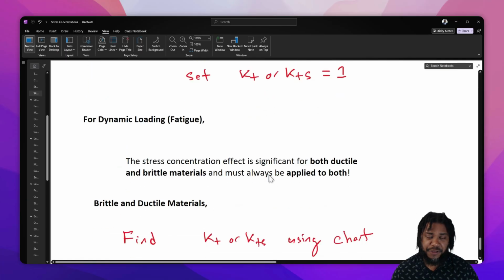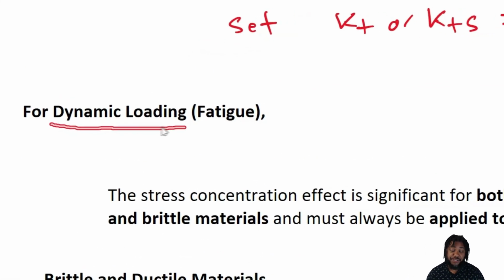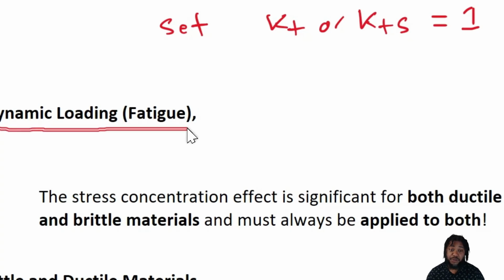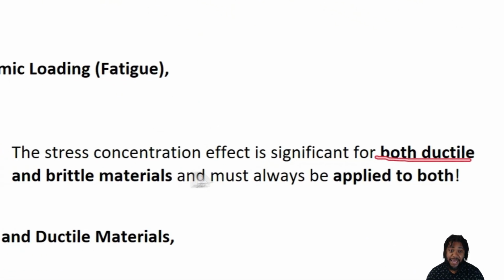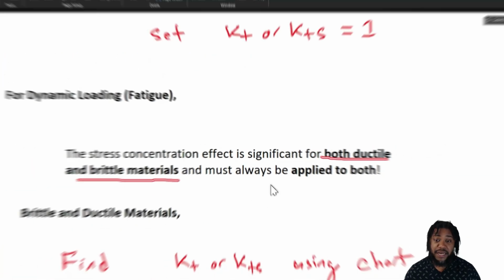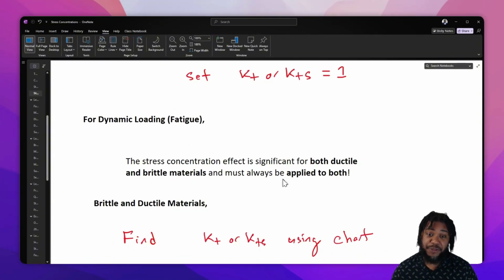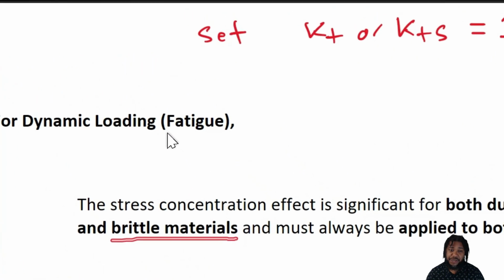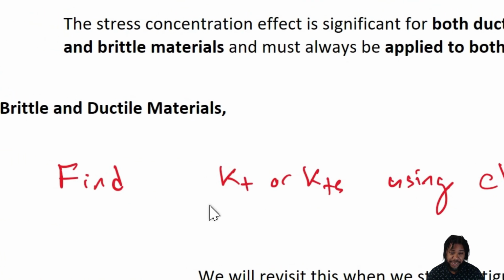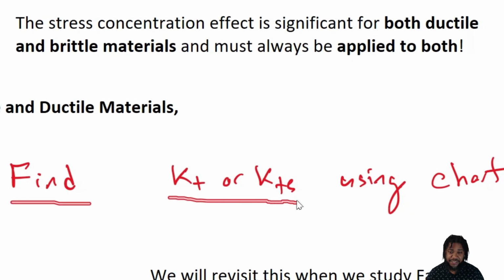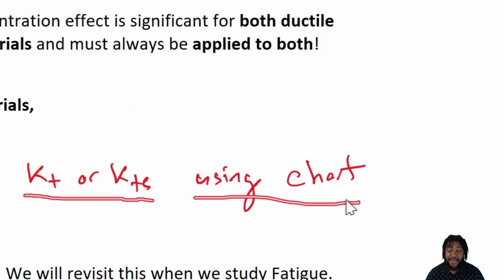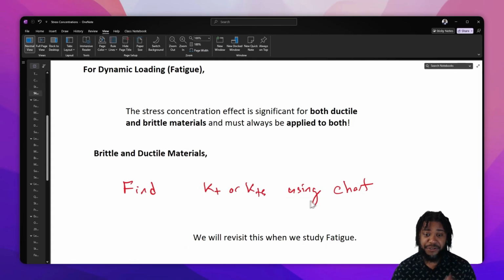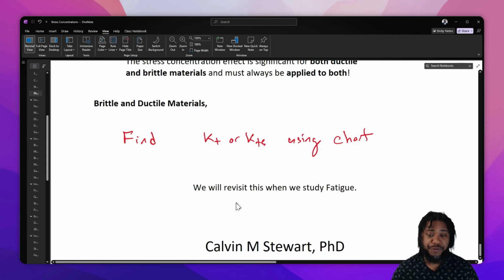Now, another thing that we're going to encounter when we get to fatigue is that stress concentration factors in fatigue do apply to both ductile and brittle materials, but they're not always applied equally. There is a sensitivity factor for materials depending on if they're ductile or brittle. So when we learn about fatigue, in all cases, we'll need to find our KT and KTS parameter, and then we'll need to take some extra steps to find this sensitivity factor that we can then apply during fatigue.